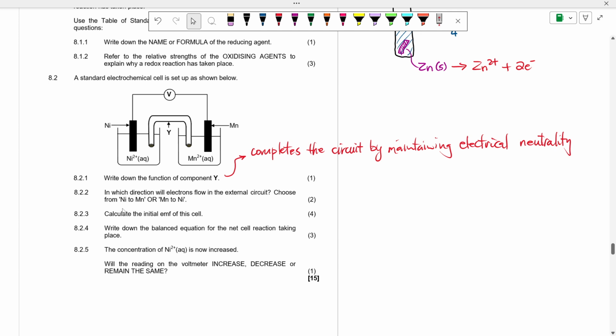8.2.2, in which direction will electrons flow in the external circuit? Choose from Ni to Mn or from Mn to Ni. Oh, okay, in fact, we could have already destroyed the whole thing. Why? Because this is a spontaneous reaction, which means it has to always end up with a positive E0 cell. So let me show you what you need to do quickly before you even go to the questions.